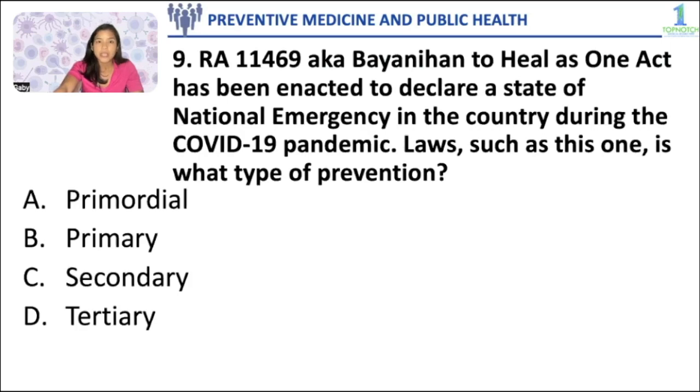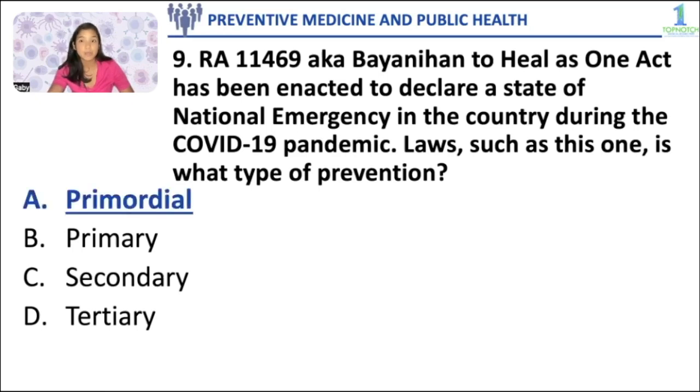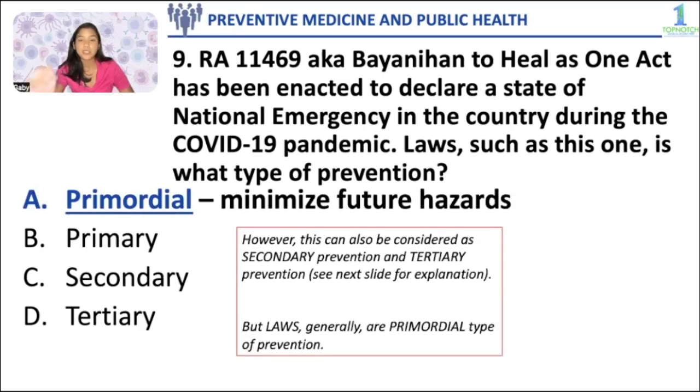Next question, RA 11469, aka Bayanihan to Heal as One Act, has been enacted to declare a state of national emergency in the country during the COVID-19 pandemic. Laws such as this one are what type of prevention? Primordial, primary, secondary, or tertiary? So again, basta policy or laws, generally the answer should be letter A, or primordial.